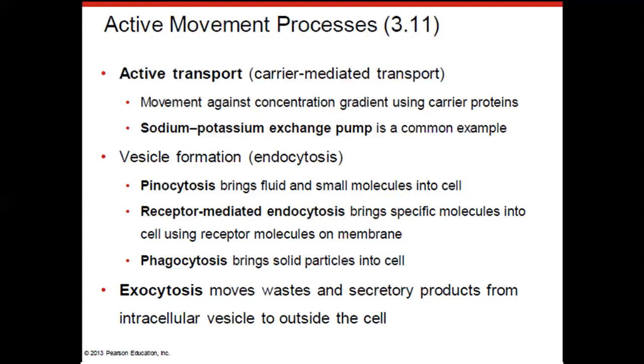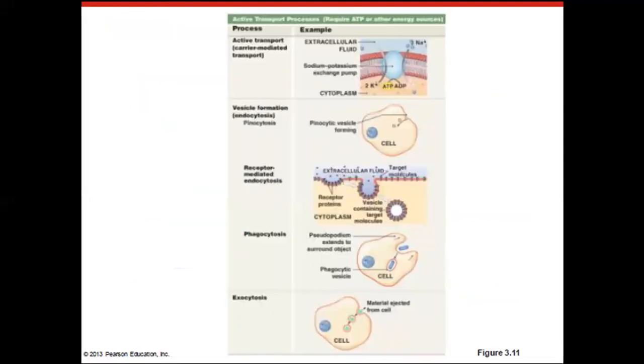And then exocytosis is the opposite. So vesicle formation, these three processes bring a substance or a molecule into the cell. Exocytosis is basically moving waste and secreting something from a cell out by surrounding it in a vesicle. It's a membrane-bound vesicle, and then exocytosing that substance out of the cell. And there's those transport mechanisms.